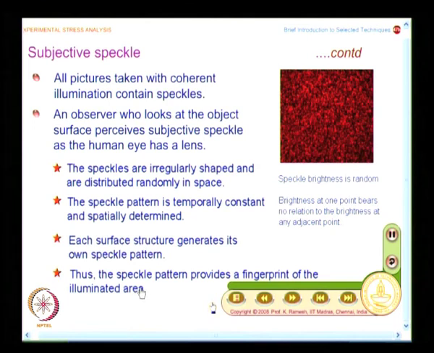It is like a fingerprint. In the case of Moire, we put a grid on it, which is regular. In the case of speckle, you have these speckles formed that act like a fingerprint, and that is why we also said speckle provides you fringes which are not very smooth.